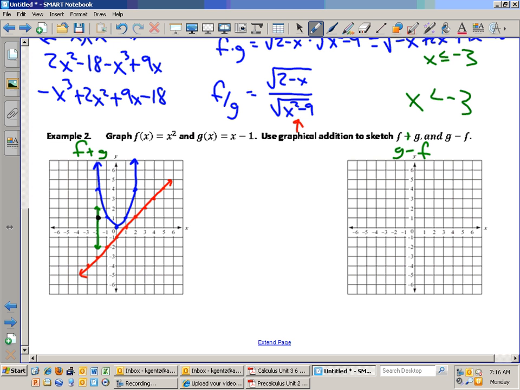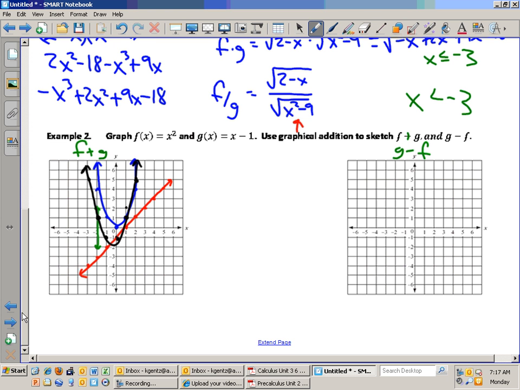1 plus negative 2 is negative 1. 0 plus negative 1 is negative 1. 1 plus 1, 0 plus 1 is 1. 1 plus 4 is 5. And you can see that the shape that you get is going to be something like that. So when you add them together, that's the shape that you get when you do graphical addition.